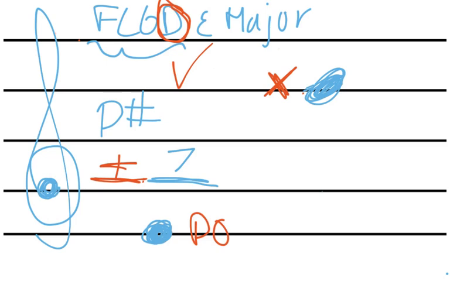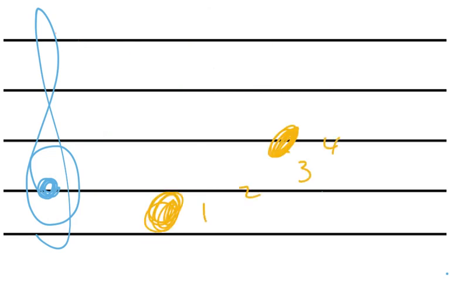We're going to do one more example. First, let's determine the quantity. 1, 2, 3, 4. Our interval is going to be some type of fourth.